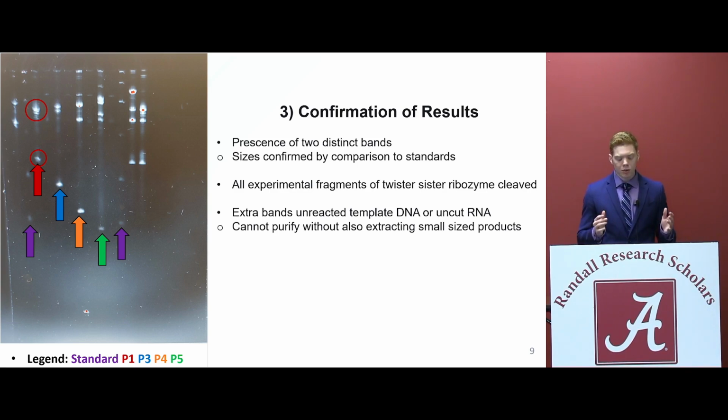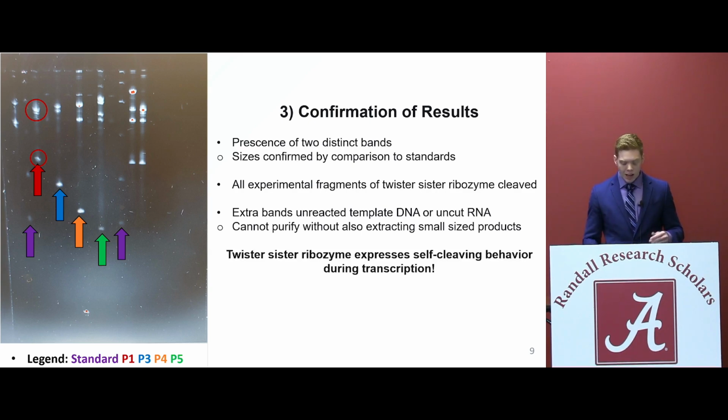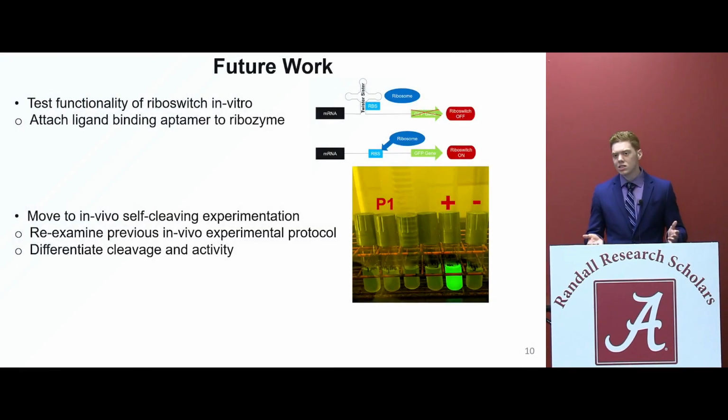This simply refers to unreacted template DNA or uncut RNA that we couldn't purify out of our product. And this is due to the extremely small size of the fragments we're working with. If we did attempt to purify, which we did before, these mRNA fragments would be lost due to their extremely small size in the purification process. Now, as I mentioned, the big conclusion from this is that the twister sister ribozyme does in fact express self-cleaving behavior during transcription. Now, where does this lead for future work?